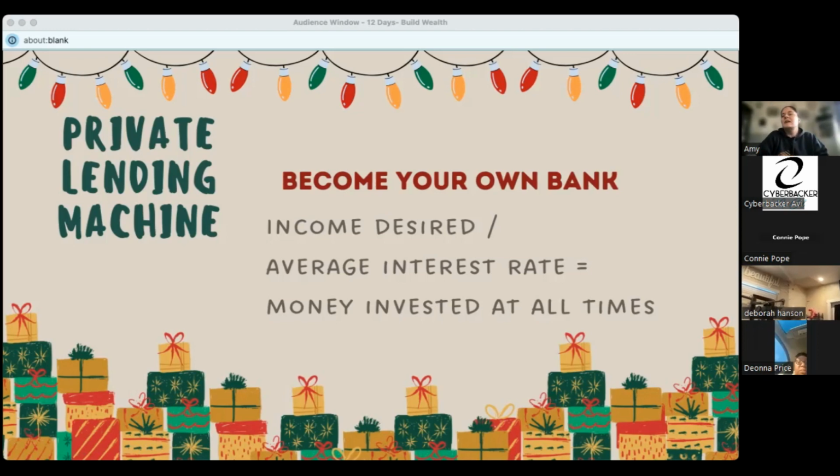Seller held loans are also a way to do that. Like we've got a property we just sold that I've got a seller carry on. So we've got interest and money coming in on a monthly basis for that sale. So you can do that as well.